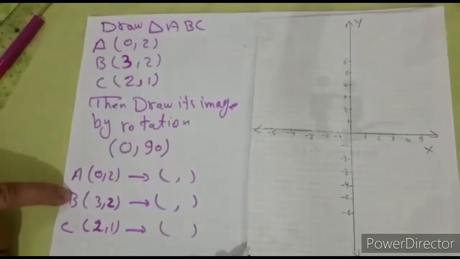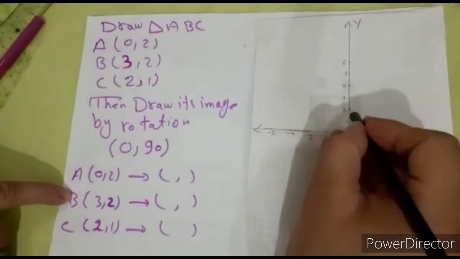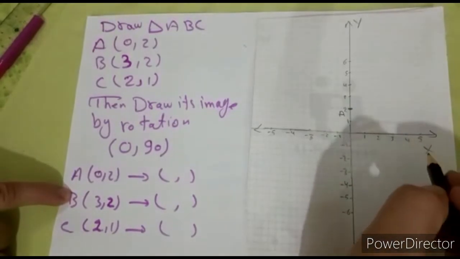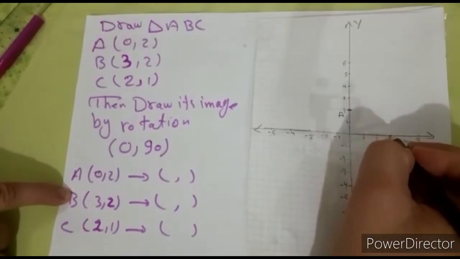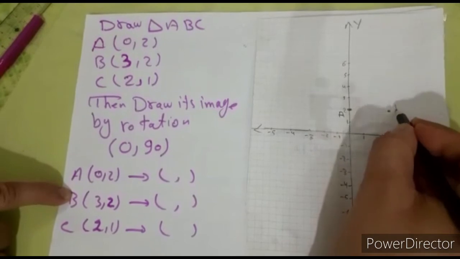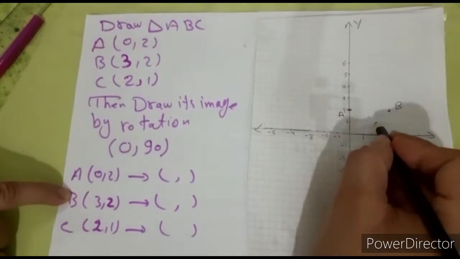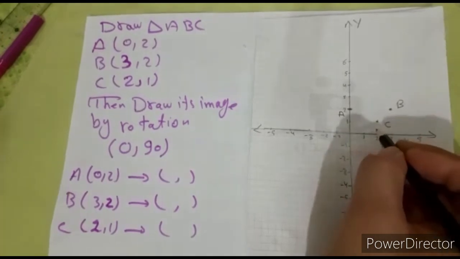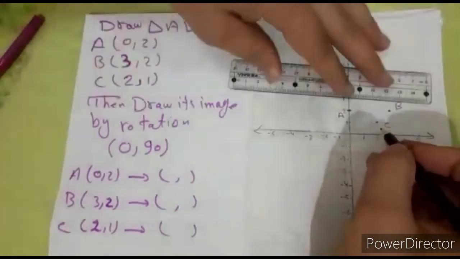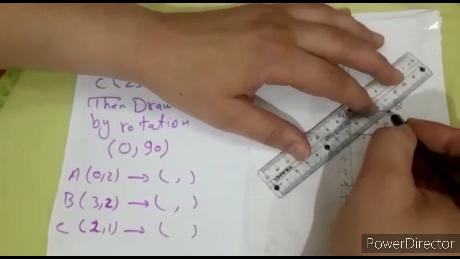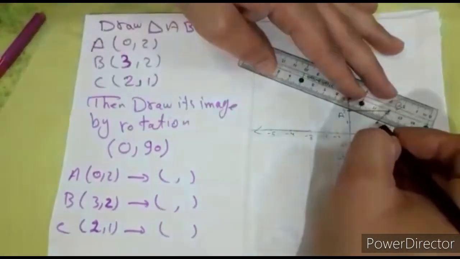A is 0 and 2. Pay attention. 0 and 2, here write A. B is 3 and 2, 3 and 2, and write B. Last, C is 2 and 1, and write C. Join between the 3 points to draw the triangle ABC.